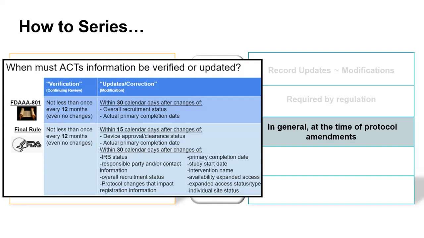In addition, if a protocol is amended in such a manner that changes are communicated to human subjects in the clinical trial, the regulations require that updates to any relevant clinical trial information be submitted not later than 30 calendar days after the protocol amendment is approved by the IRB.